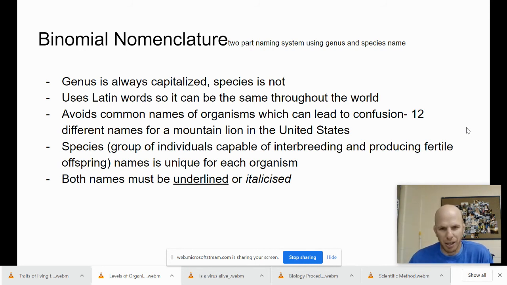Now back to this third sentence there. It says avoid common names because those lead to confusion. For example, a mountain lion has 12 different names in the United States. And I don't know them off the top of my head. I just know there's a lot.